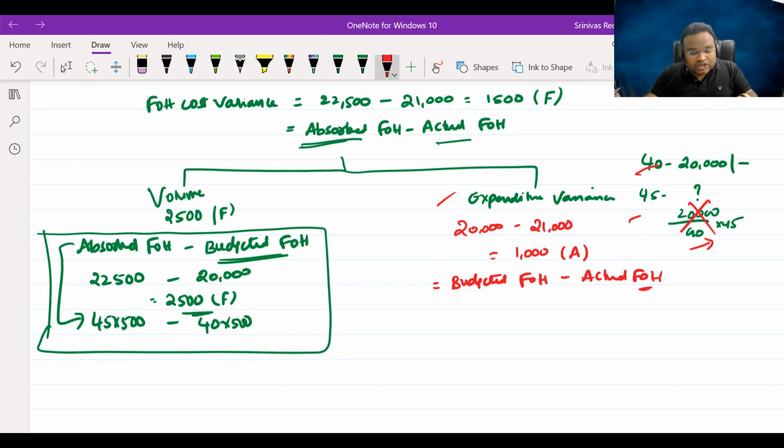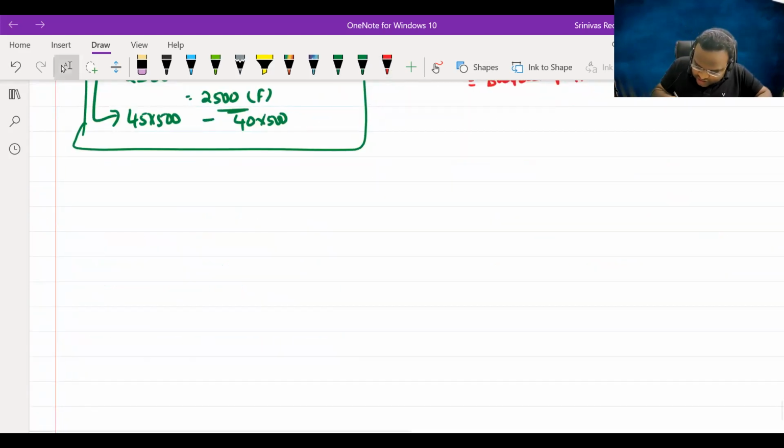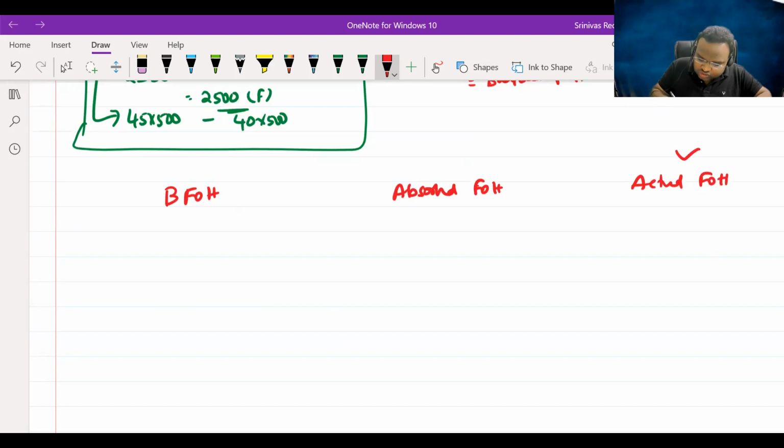Why, sir? In terms of my expenditure variance, whether the volume increases or decreases, I should spend only one amount. If I spent other than that amount, that is my expenditure variance. Put together, I will have budgeted fixed overhead, absorbed fixed overhead, and actual fixed overhead. These two will be given directly in the question. That means fixed overhead expenditure variance is equal to budget fixed overhead minus actual fixed overhead.